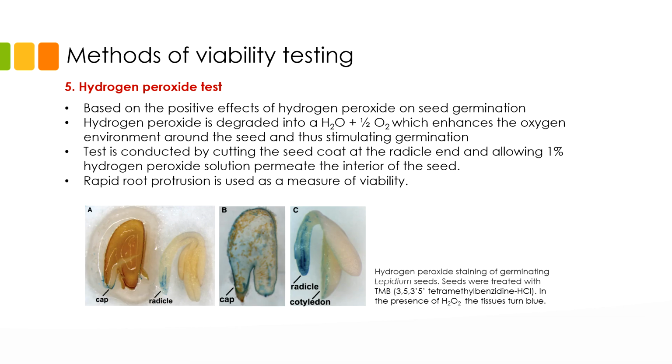In addition, hydrogen peroxide can be visualized through staining. For example, in germinating lepidium seeds treated with TMB, the presence of hydrogen peroxide causes the tissues to turn blue, providing a clear indicator of enzymatic activity and therefore viability.